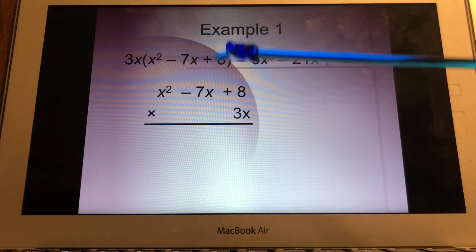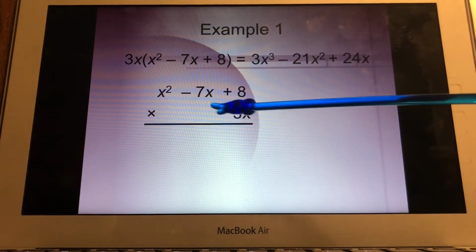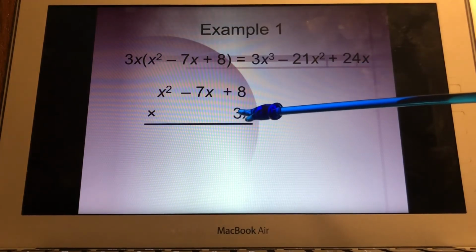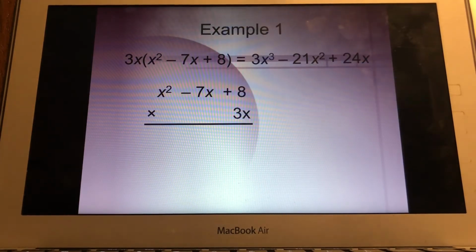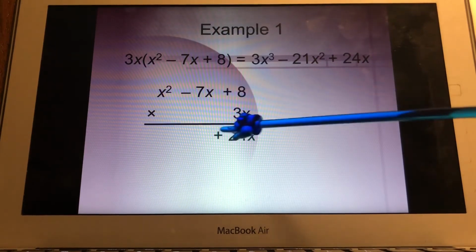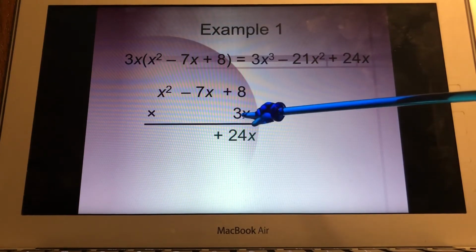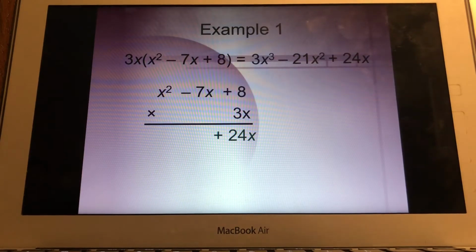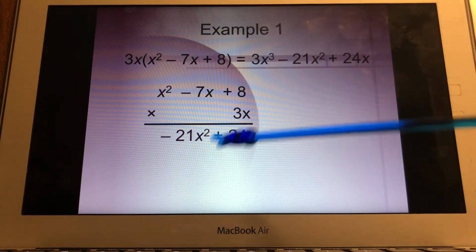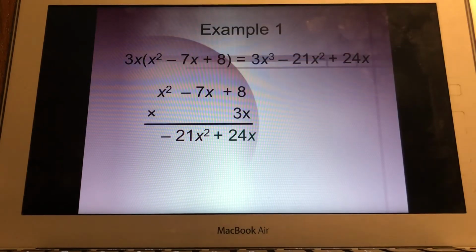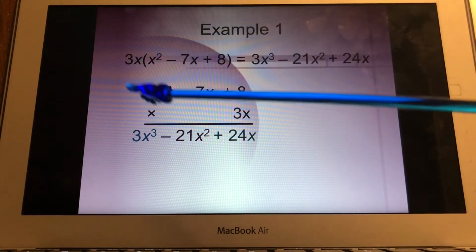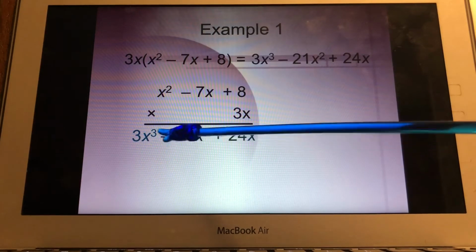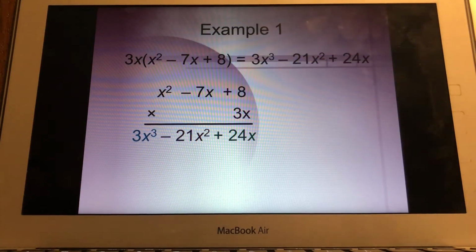I can do the same thing if I do it vertically. Multiply 3x times 8 gives me 24x. 3x now times negative 7x. That's going to give me negative 21x squared. Then 3x times x squared. That'll give me 3x cubed. So that's the exact same answer that I have from above.